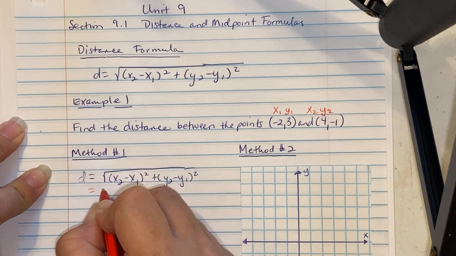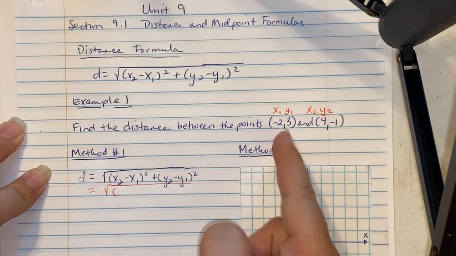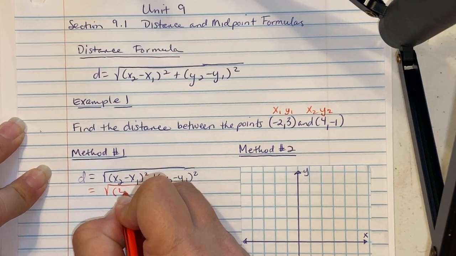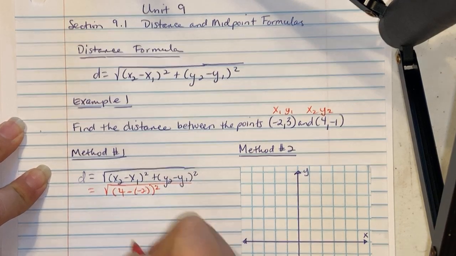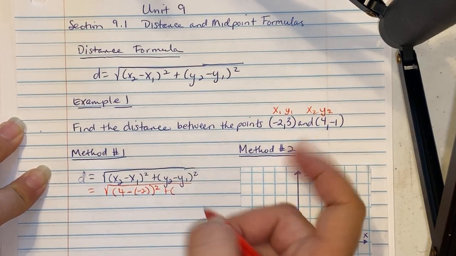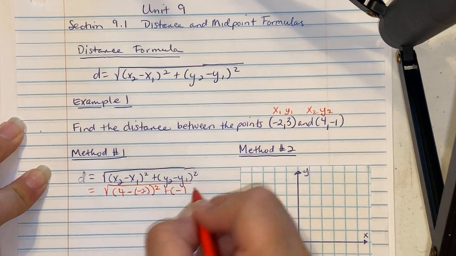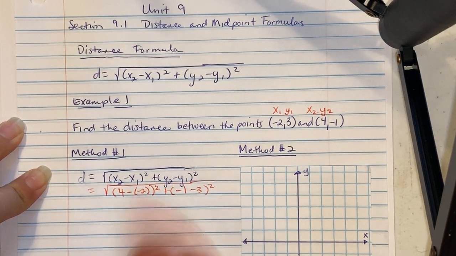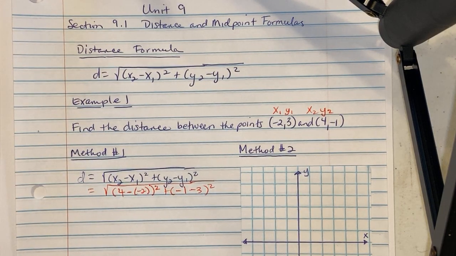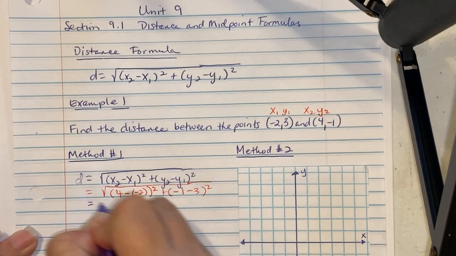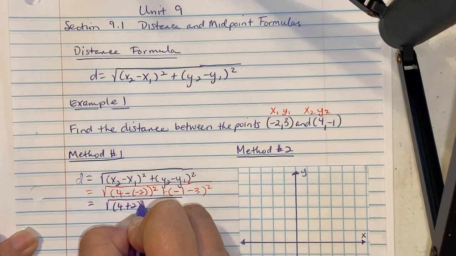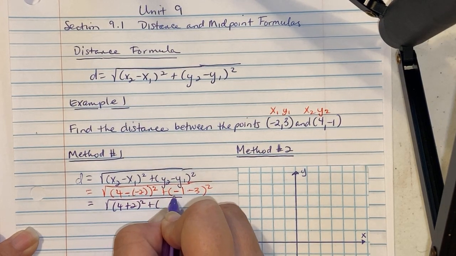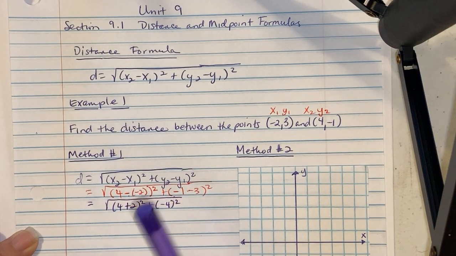So now we see x2, which is a 4, minus, and then it's a -2, so I'm going to put -2 in parentheses, close it, plus y2, which is a -1, minus 3, close it, squared. Do the math here. And then we become 4 minus means plus 2 now, I changed the sign, and -1 and -3 is a -4, power of 2.